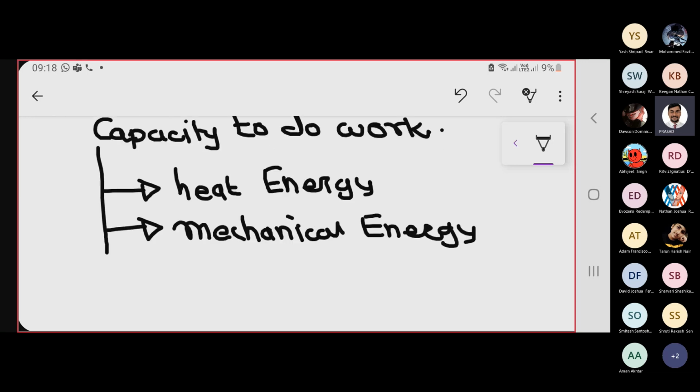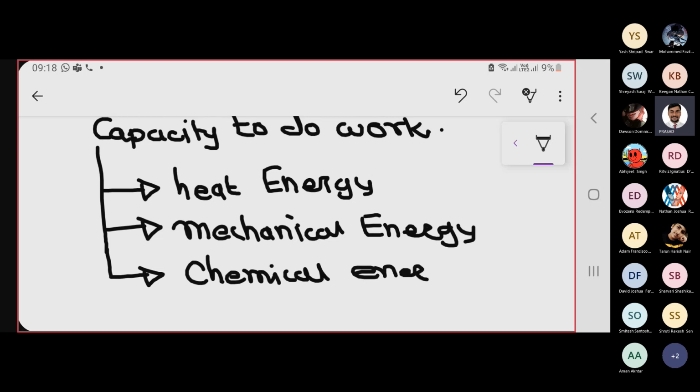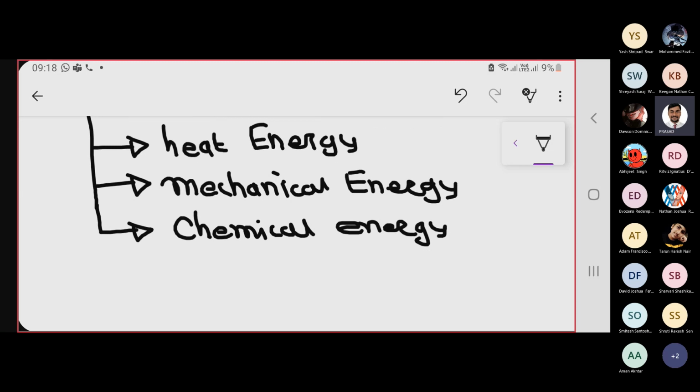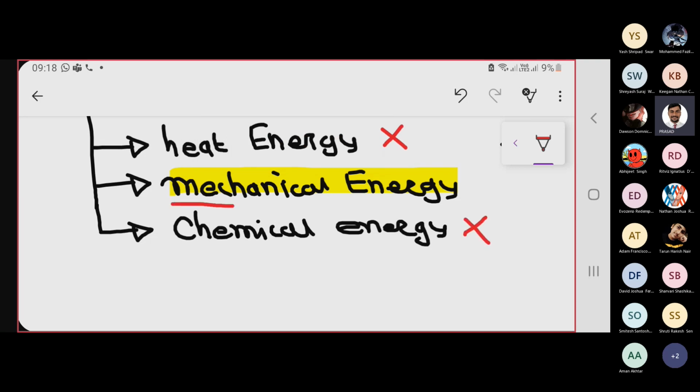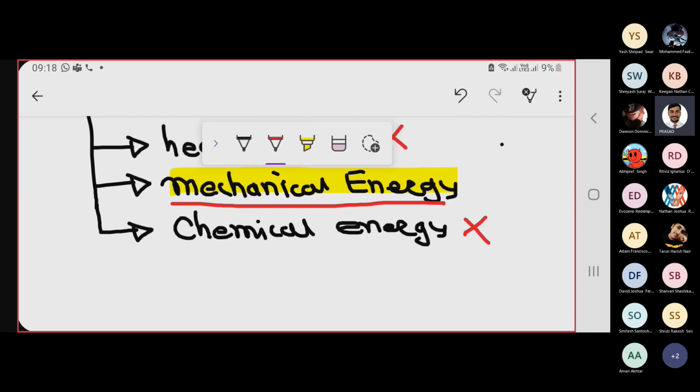Heat energy is basically due to temperature difference. Mechanical energy is due to force difference. Chemical energy is due to chemical instability. Okay. So these are the types of energy which we come across in our engineering field. But in engineering mechanics, our topic of interest is only mechanical energy. We are not bothered about what is happening with heat energy or chemical energy. So we are only going to look at mechanical energy.